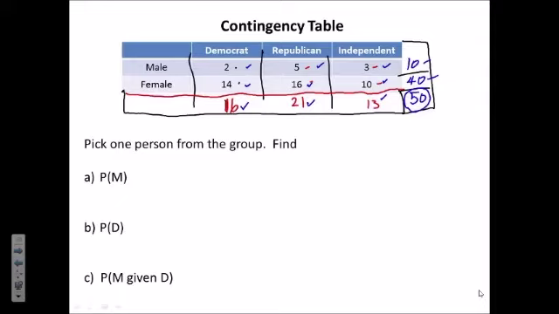Now, if we pick one person from the group, find the probability that that person is male. Well, there are 50 possible equally likely outcomes. Of those 50, how many would be male? Well, that would be the 2, the 5, and the 3, which we said would be 10 males out of 50. You could reduce that to 1/5.